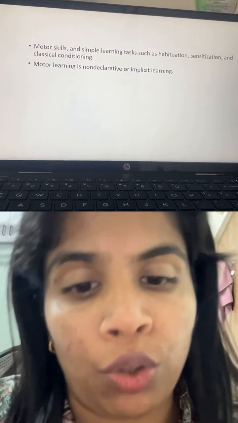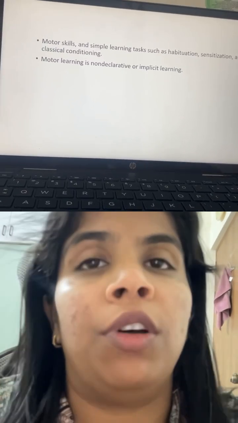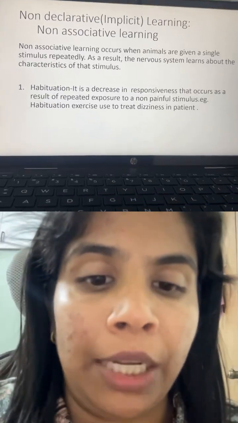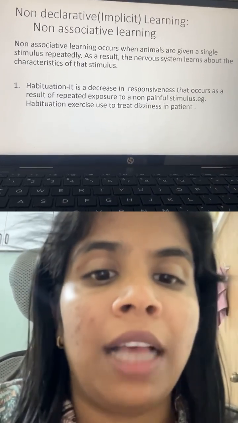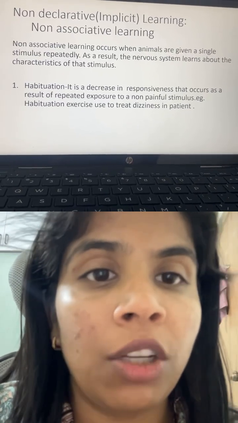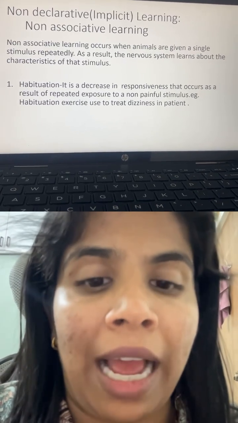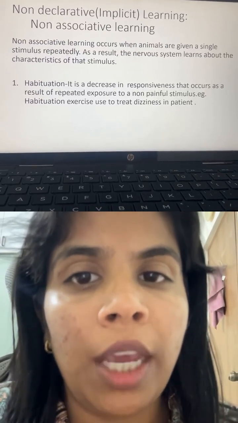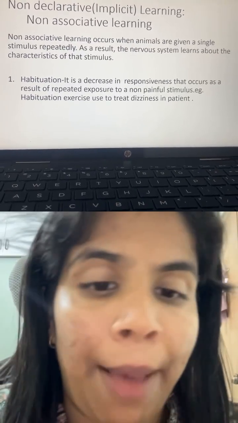So let's see what non-associative learning is. Non-associative learning occurs when an individual or any animal is given a single stimulus repeatedly. As a result of that, your nervous system adapts to the activity of the stimulus. Okay. So first we can see habituation.